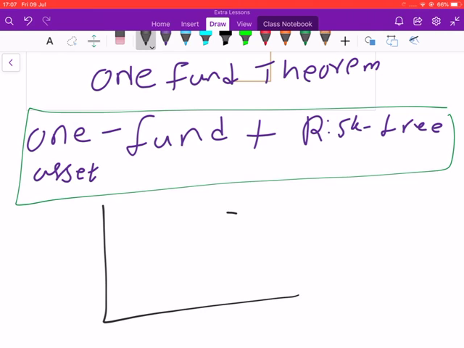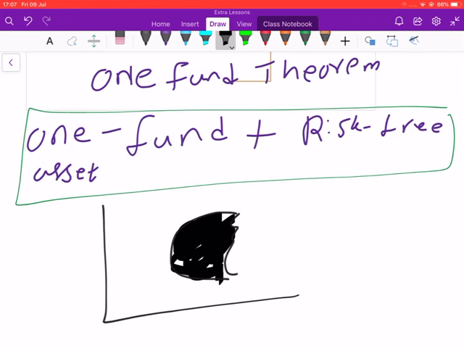Previously we have seen that this is the feasible set of your risky assets, and that this line on top is your efficient frontier. Now when you add a risk-free asset, let's say the risk-free asset is here, and then you look at one mutual fund, let's say your fund is somewhere here. How will the new feasible set look?